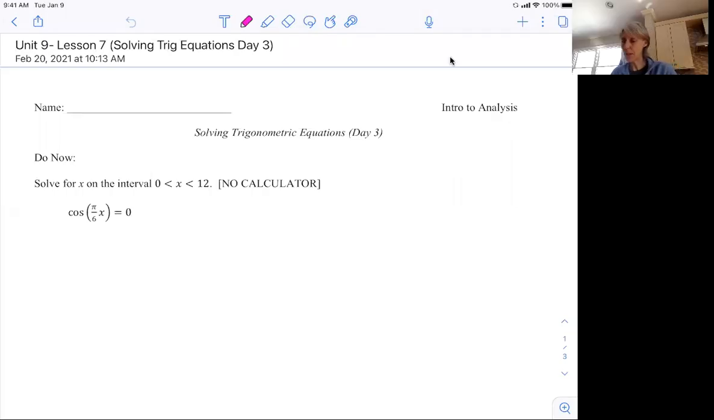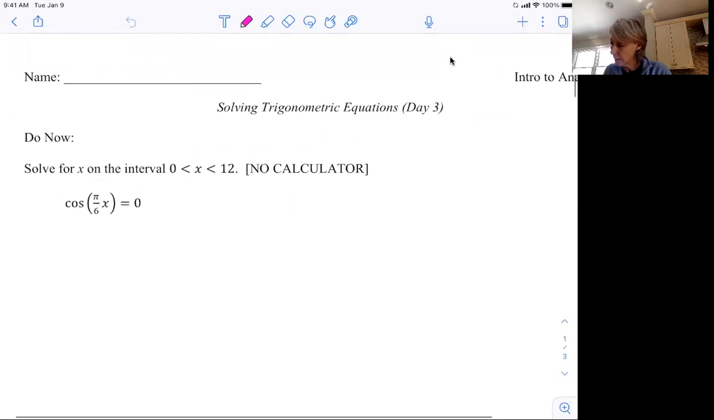Hi guys, today we're on Unit 9, Lesson 7, and we're on our third day of solving trig equations. So our first problem, we're going to solve for x on the interval 0 less than x less than 12. And our instructions here say no calculator.